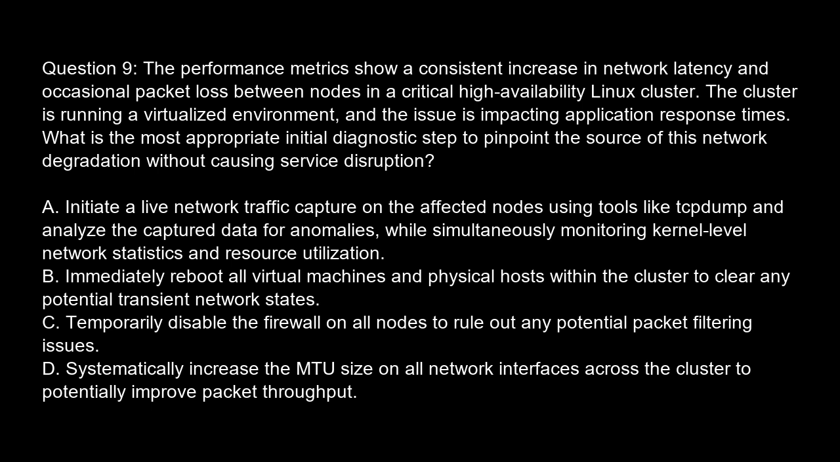Option A. Initiate a live network traffic capture on the affected nodes using tools like tcpdump and analyze the captured data for anomalies, while simultaneously monitoring kernel-level network statistics and resource utilization. Option B. Immediately reboot all virtual machines and physical hosts within the cluster to clear any potential transient network states. Option C. Temporarily disable the firewall on all nodes to rule out any potential packet filtering issues. Option D. Systematically increase the MTU size on all network interfaces across the cluster to potentially improve packet throughput.